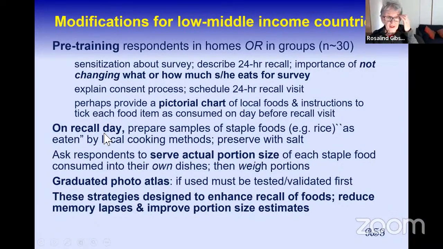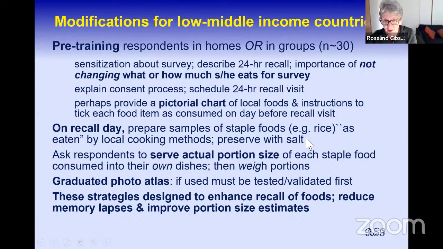Another thing that is very useful is, on the recall day, to prepare samples of staple foods, which in Southeast Asia will probably be rice cooked in the traditional way as eaten. Preserve that sample of rice, the variety that's normally consumed in the area where you're working and prepared in the way that's normally prepared, with salt, and then the food will last about 1 week.